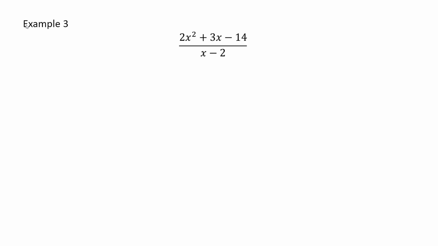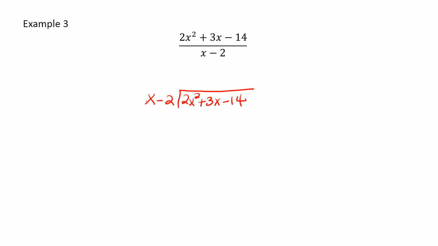Okay, so we're going to pick up where we left off. We're going to do this last problem with regular division of polynomials. So we've got x minus 2, and we're dividing that into 2x squared plus 3x minus 14.